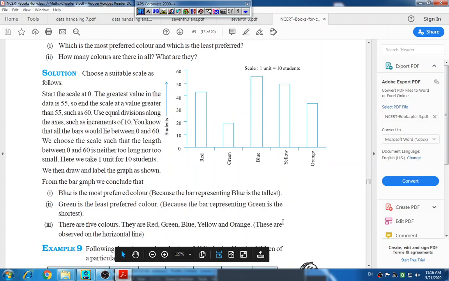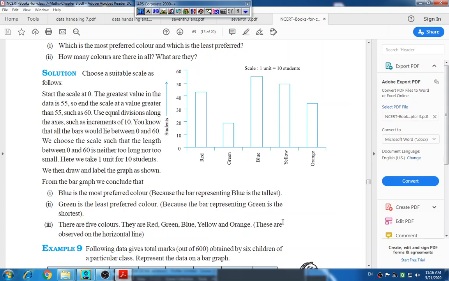From the bar graph we conclude that blue is the most preferred color because the bar representing blue is the tallest. Green is the least preferred color because the bar representing green is the shortest. There are 5 colors, they are red, green, blue, yellow and orange, and these are observed on the horizontal line. As like that you have to draw bar graphs.